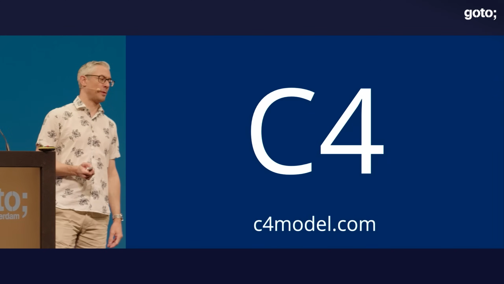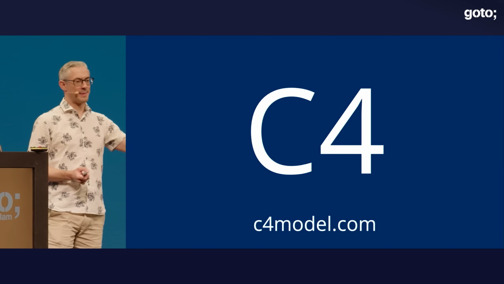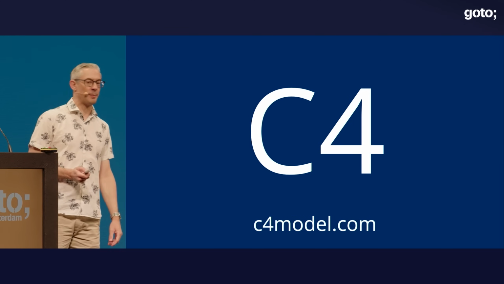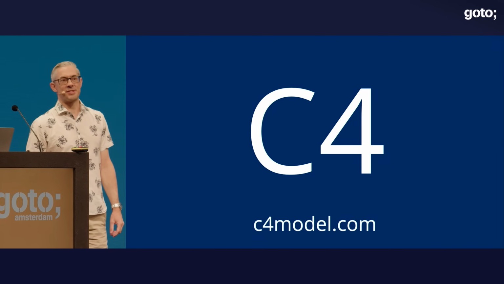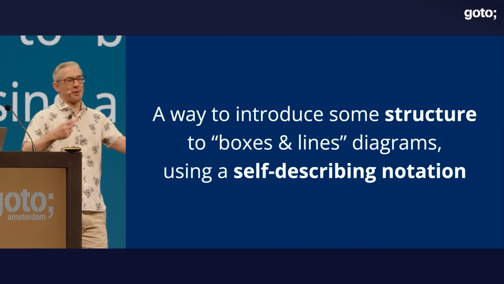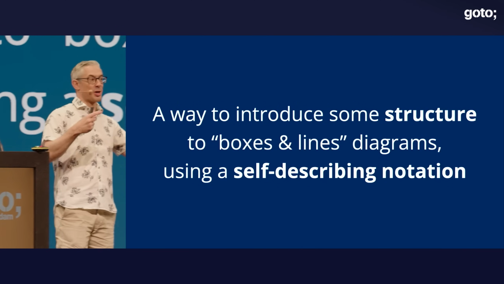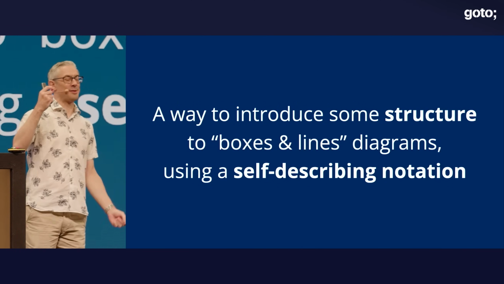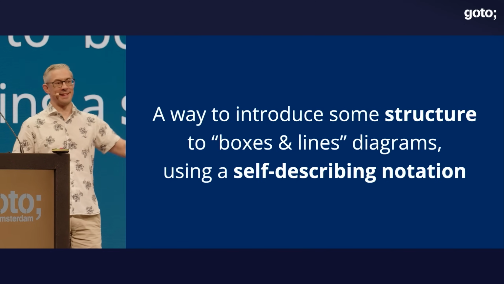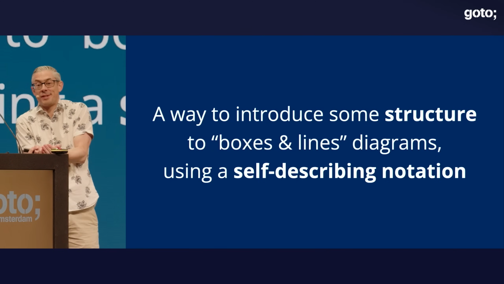So I created the C4 model a while back. You can find more information about it at c4model.com. The C4 model is essentially, if you're going to use boxes and arrows to draw architecture diagrams, that's fine, but try to do so with some structure in mind and make sure any notation you use is self-describing. That's essentially the key principle behind the C4 model.